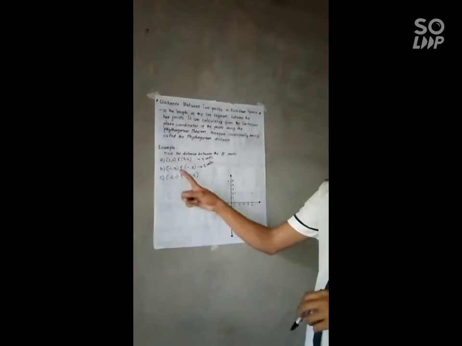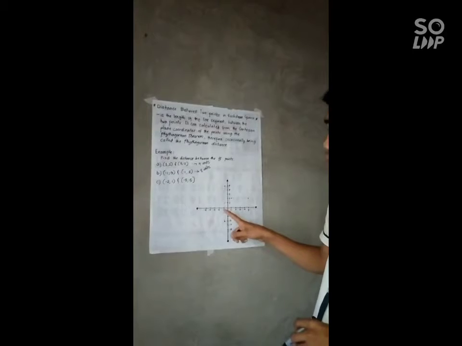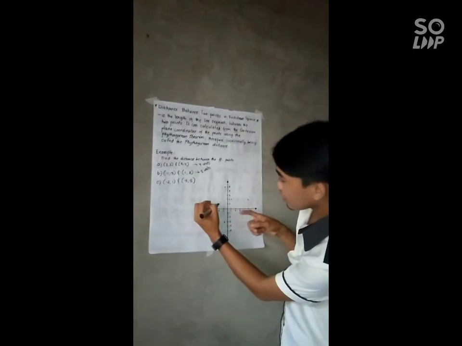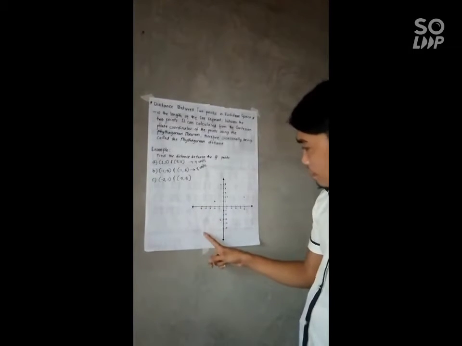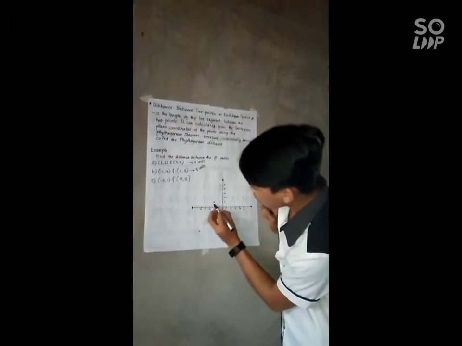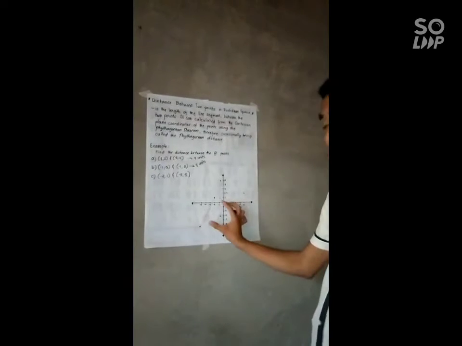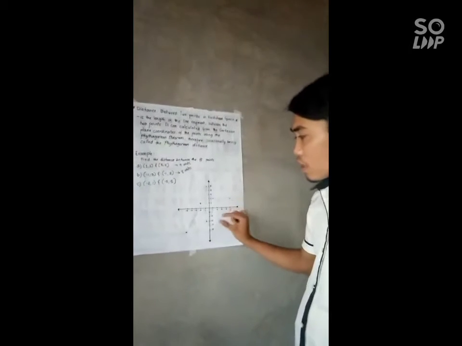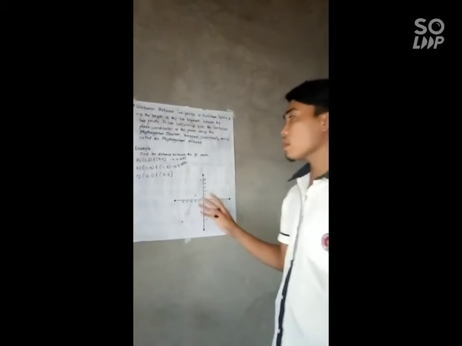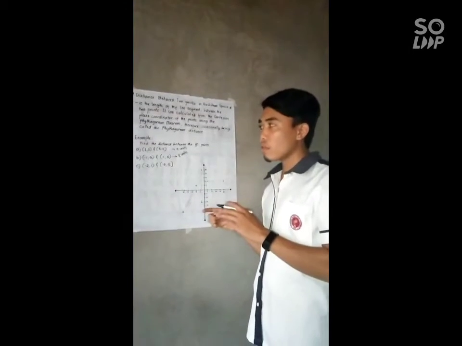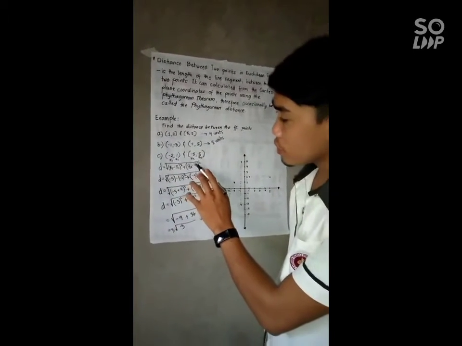For the third, negative 2, 1. Negative 2 and 1 is here. And negative 5, negative 5 is here. So the line is slanting. Since it is slanting, we cannot get the exact units by counting, so we use the distance formula. D is the square root of x2 minus x1 squared plus y2 minus y1 squared.